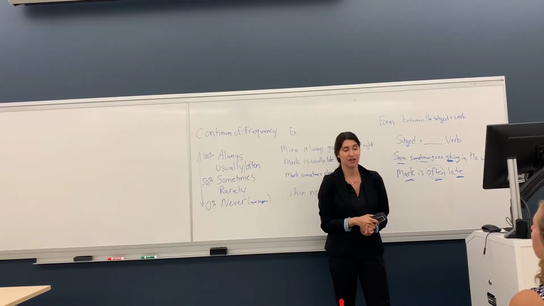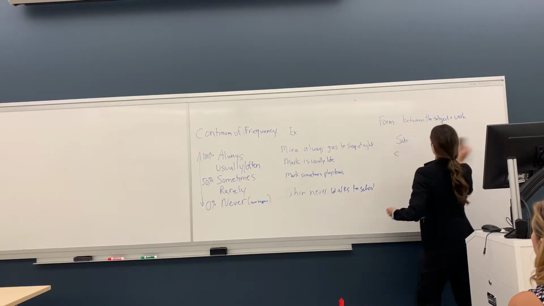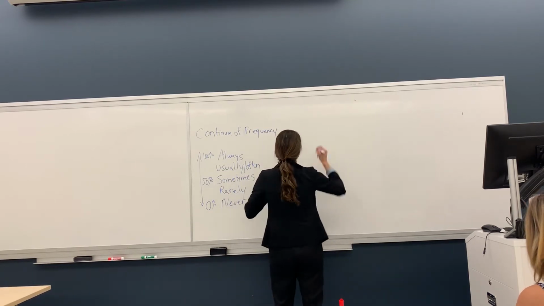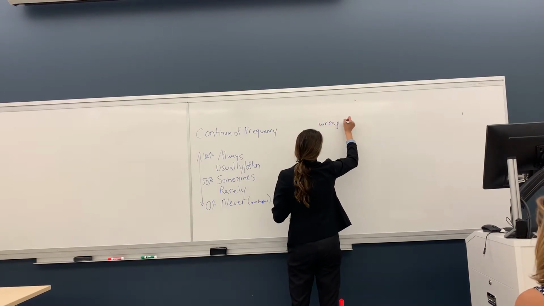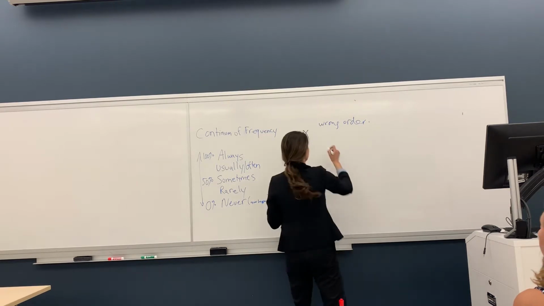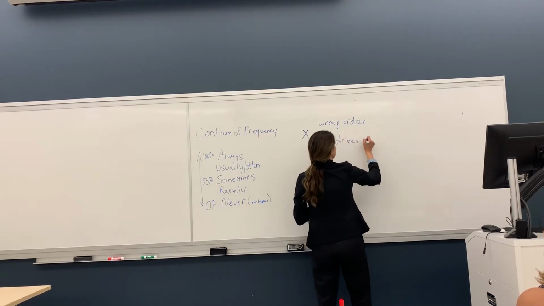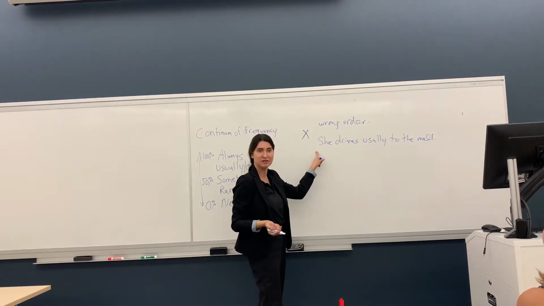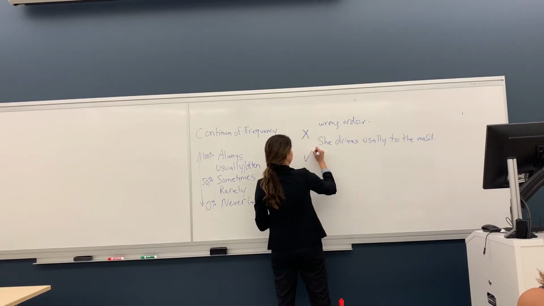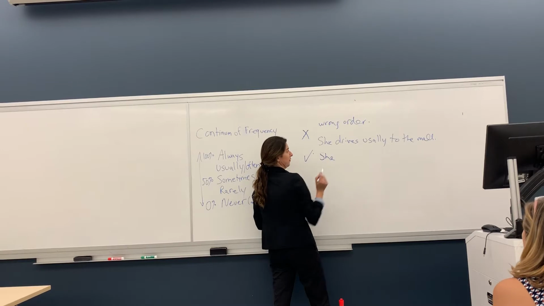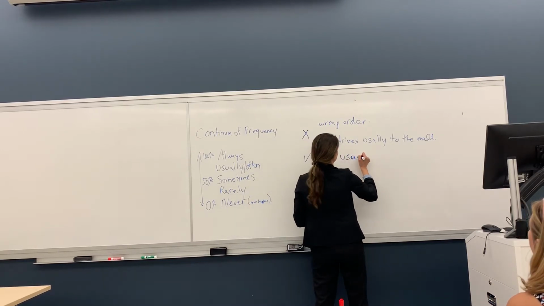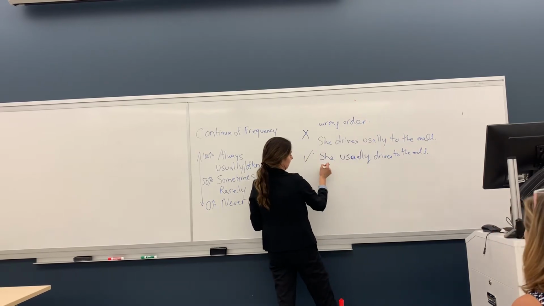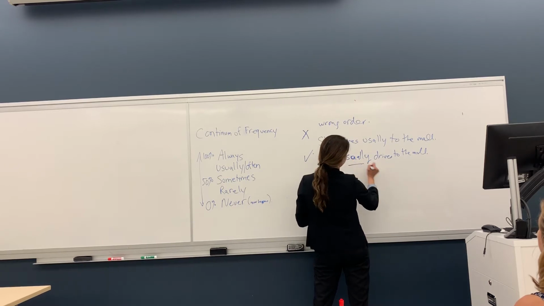Having said that, we have to make sure that we don't use it in the wrong order. Let's say, for example, what not to do. Wrong order. We could say she drives usually to the mall. She drives usually to the mall. That doesn't sound right. It sounds a little funny. So how would we change that to be correct? She usually drives to the mall. Subject, adverb, verb.